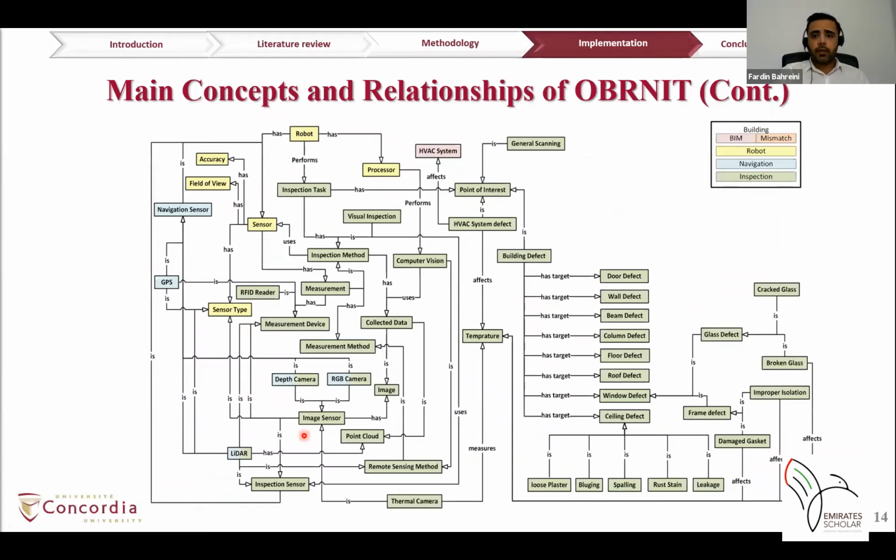This figure is a continuation of the previous figure. The point of interest for the inspection task is defined based on the inspection purpose, which can be general scanning, inspecting HVAC systems, or detecting building defects. Also, the other concepts that could be covered in the inspection tags are inspection method, and collected data such as image, point cloud, and so on.